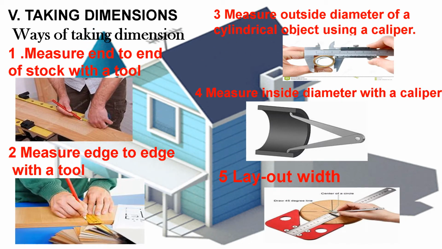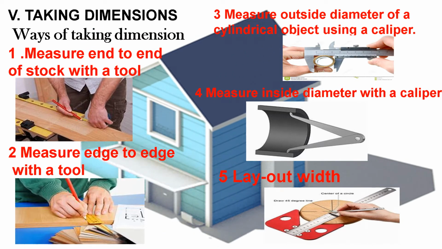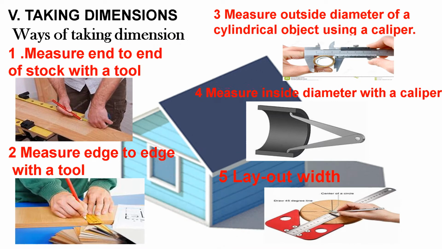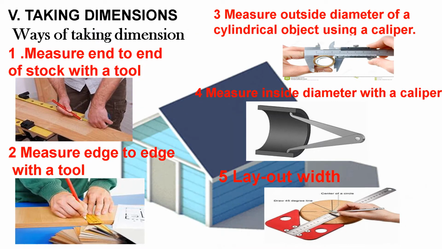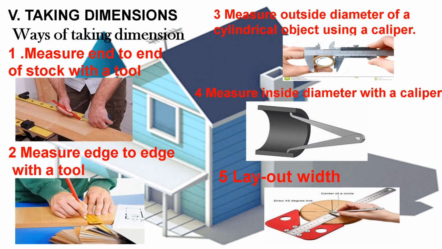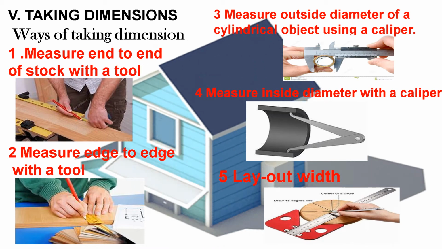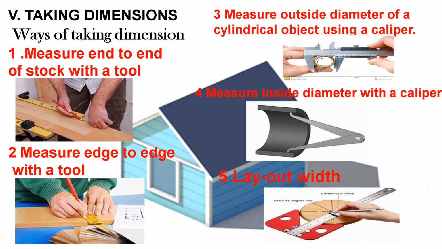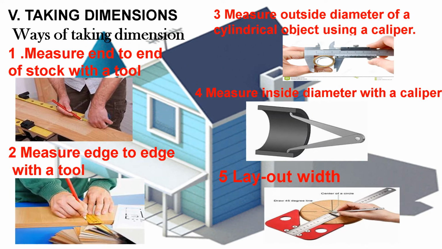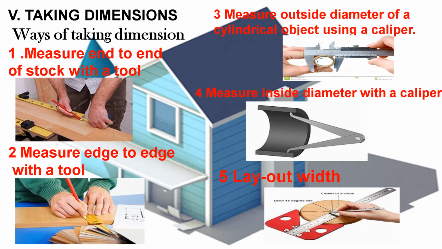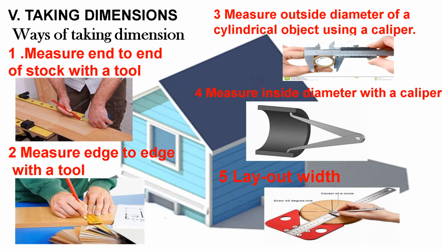5. Taking dimensions. Here are ways of taking dimension. First, measure end to end of stock with a tool, as you can see in the pictures below. Second, measure edge to edge with a tool. Number 3, measure outside diameter of a cylindrical object using a caliper. Number 4, measure inside diameter with a caliper. Number 5, layout width.